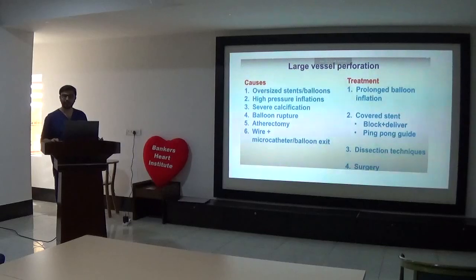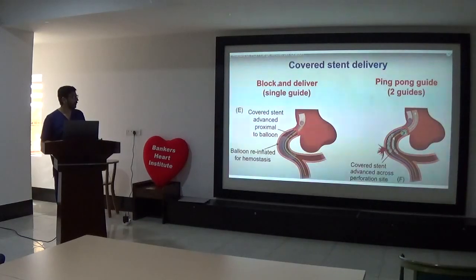Block and deliver means you have to block the perforation site and deliver the cover stent. And ping pong engages two guiding catheters at the same time. Another is the dissection technique, and finally surgery. So these are the cover stent delivery options.